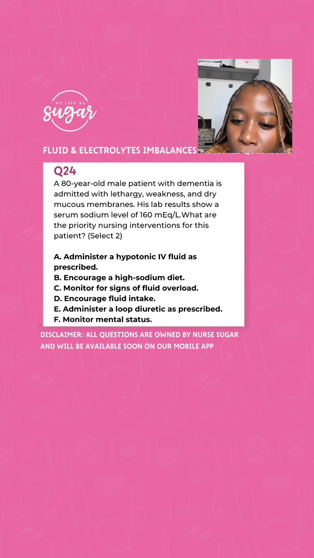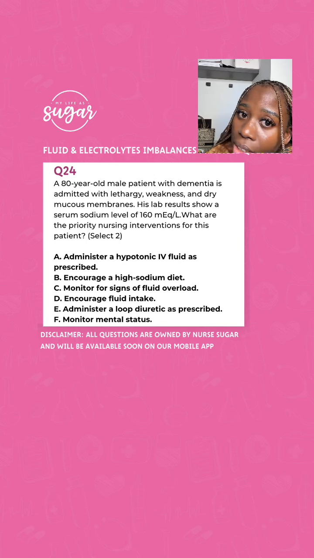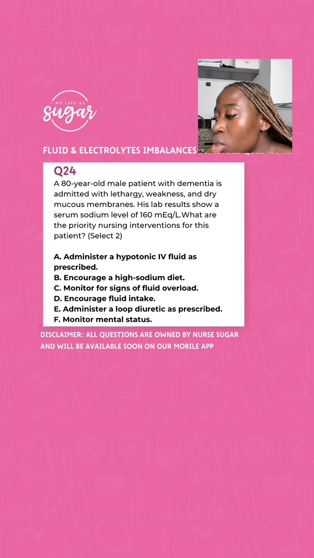Select 2, just 2. Okay, so lethargic, weak, they have dry mucous membranes. I'll tell you for free, they're dehydrated and they also have dementia. So those are the 2 problems they have, right? Now, what are the 2 things you would do, obviously with high sodium? So what are the 2 things you do?